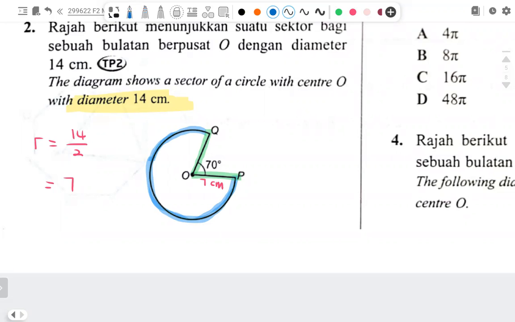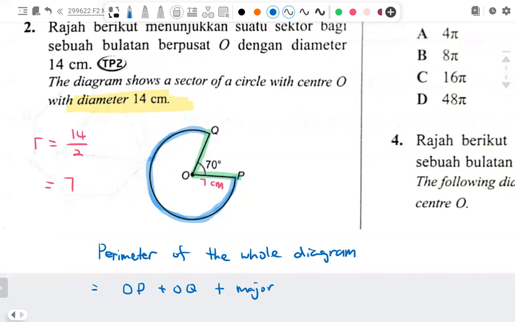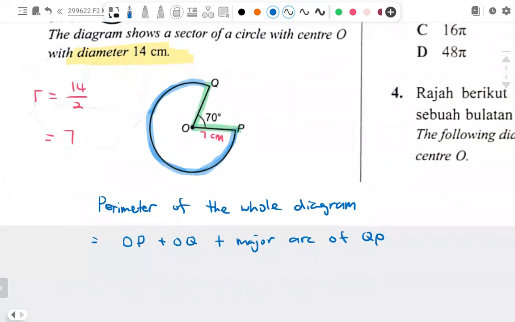So let me write down: perimeter of the whole diagram equal to OP plus OQ plus major arc of QP. Okay, so radius 7 cm, OP 7 plus OQ also 7 cm, 7 cm plus 7 cm. So now how to find major arc of QP?